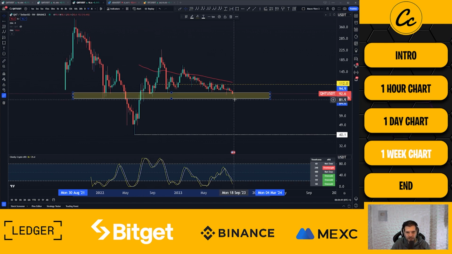If you lose this area, then we have got deeper in price action to go, right? It's obvious that if we lose support, we're going to have to go down deeper. But at the moment, this is the area of demand.